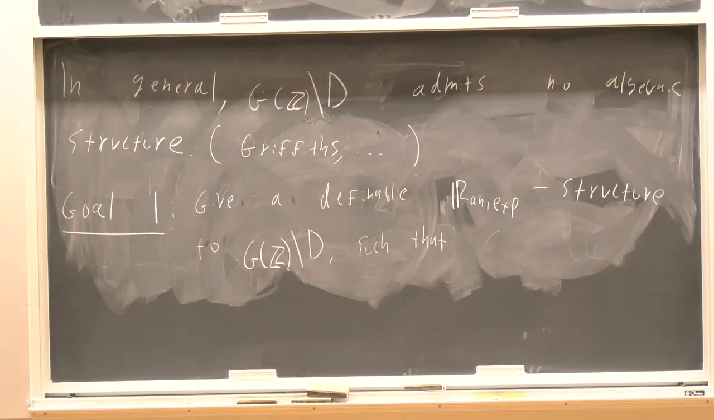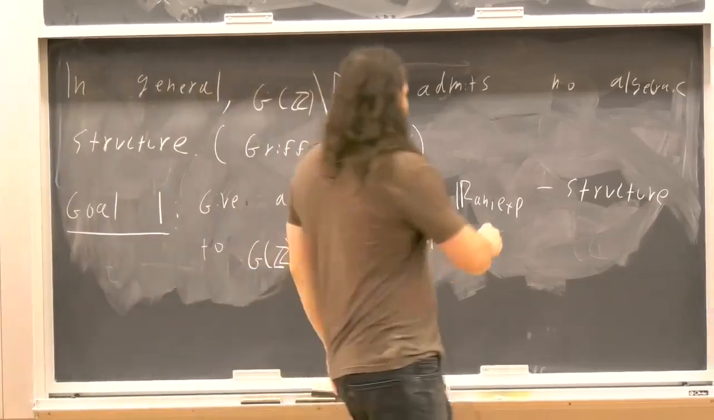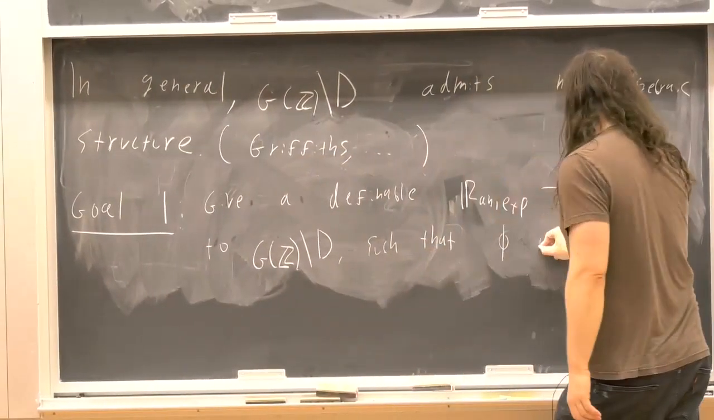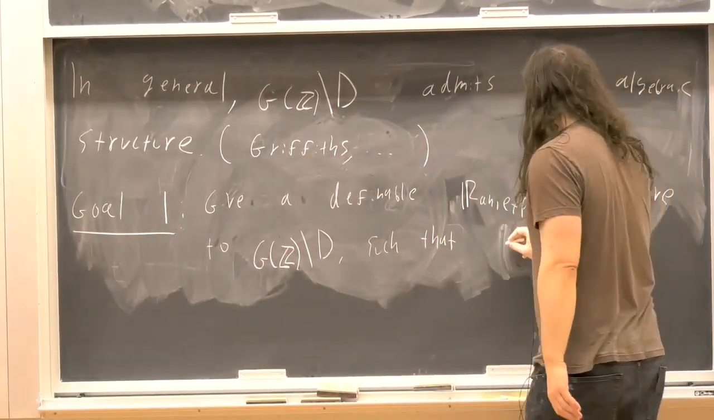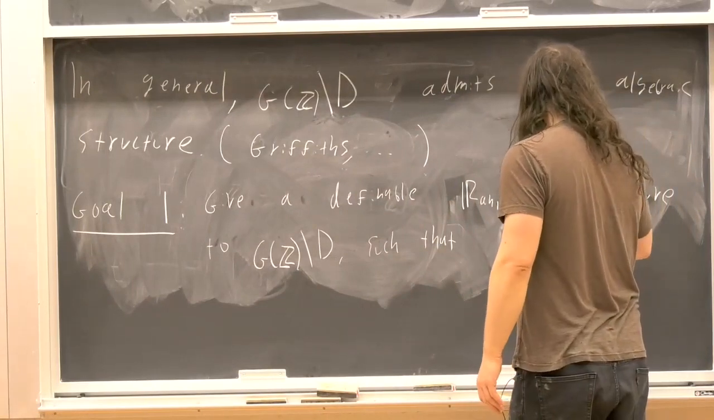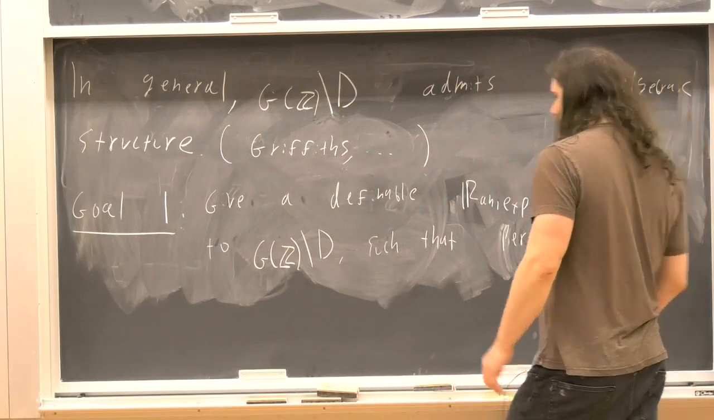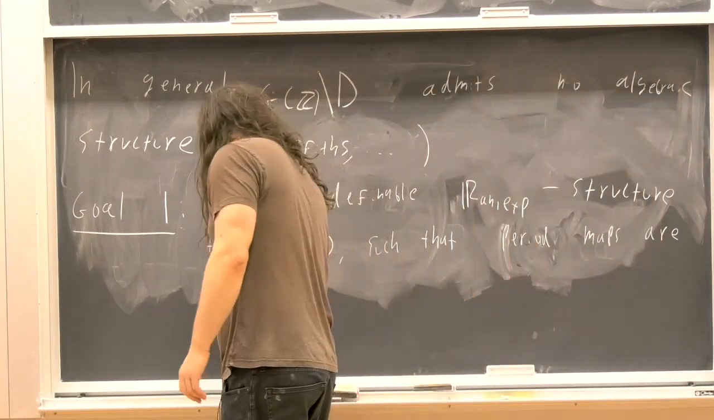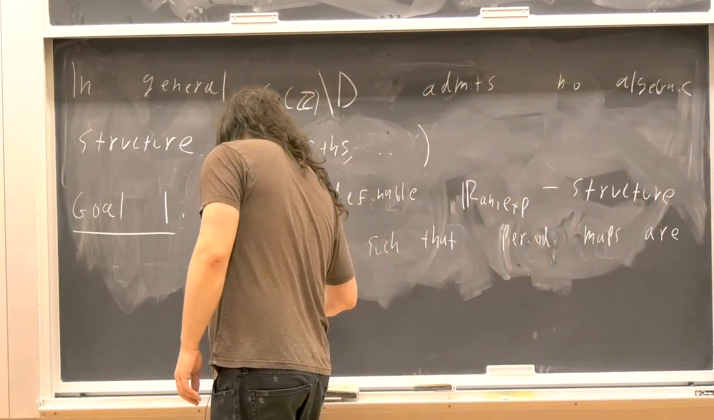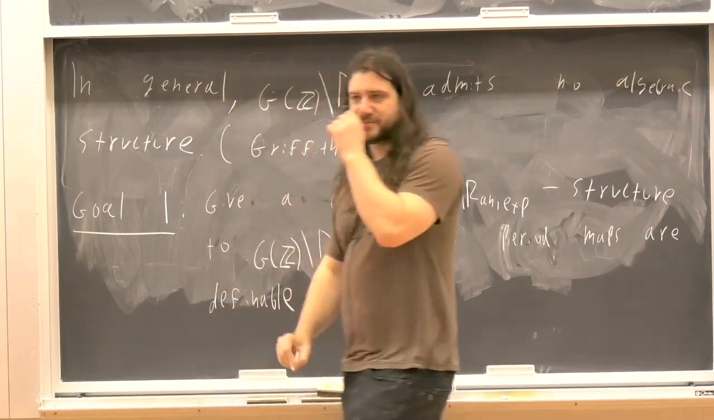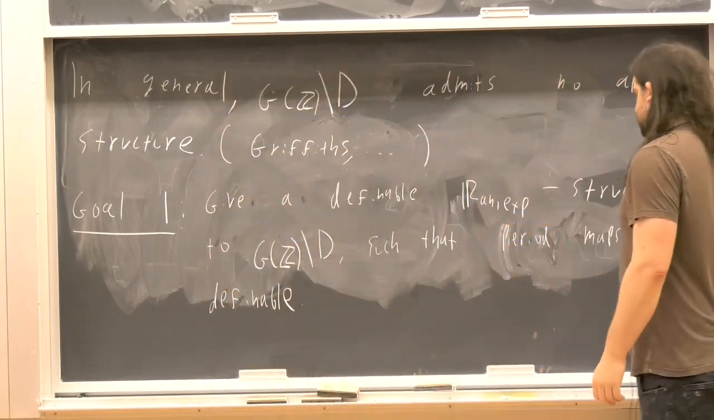And in this case, what are our nice properties? Well, why do we care about the space to begin with? We really care because of these period mappings. And so the goal is to make all these phi's such that period maps are definable. Okay, so that's goal one.